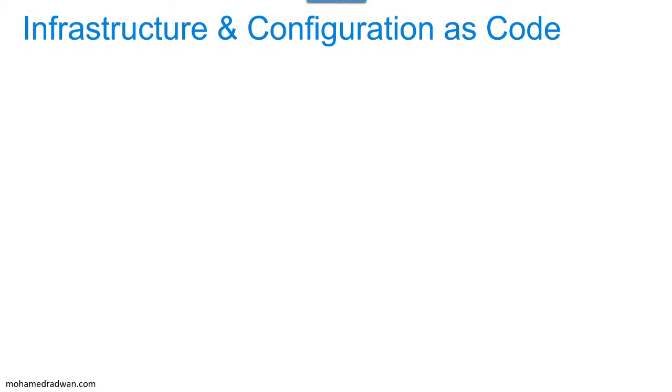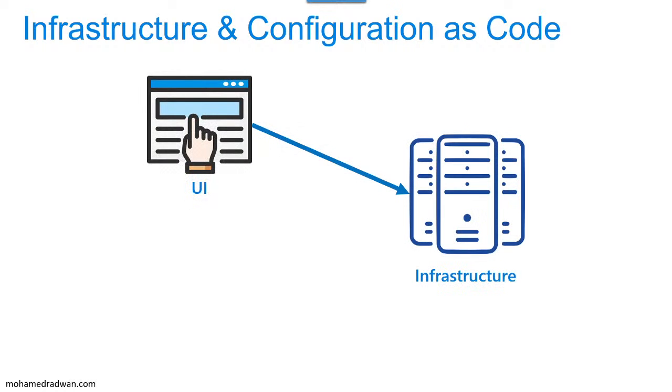So in order to do that, let's introduce infrastructure and configuration as code. The main idea here is that we usually use a UI to configure the infrastructure. For most infrastructure now, let's say you're creating a web application, you just go to the UI. You're creating a virtual machine, you just go to the UI, and then start configuring this infrastructure.